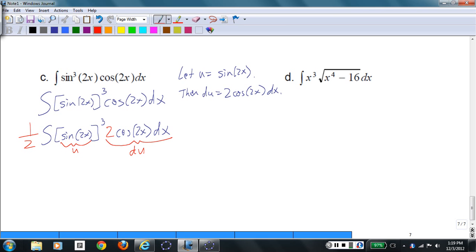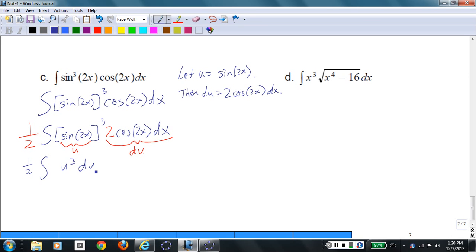So I can put the u where it goes. u equals sine of 2x. So that's a u cubed. And I can put the du where that goes. du equals 2 cosine 2x dx. So that's du. With that change of variables, that's a way nicer integrand.